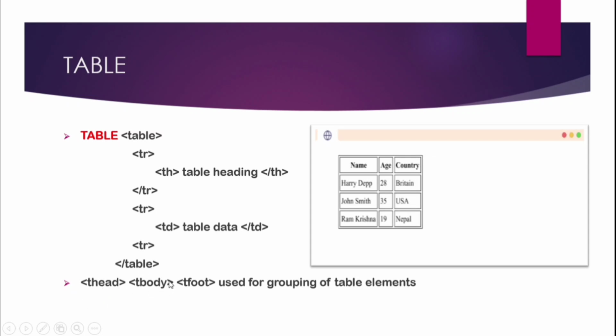And table foot is nothing but the table footer, where we can add any information, like okay, this table consists of the data details about so and so. We can use the table foot. So to group all table elements, we use table head, table body, table foot.